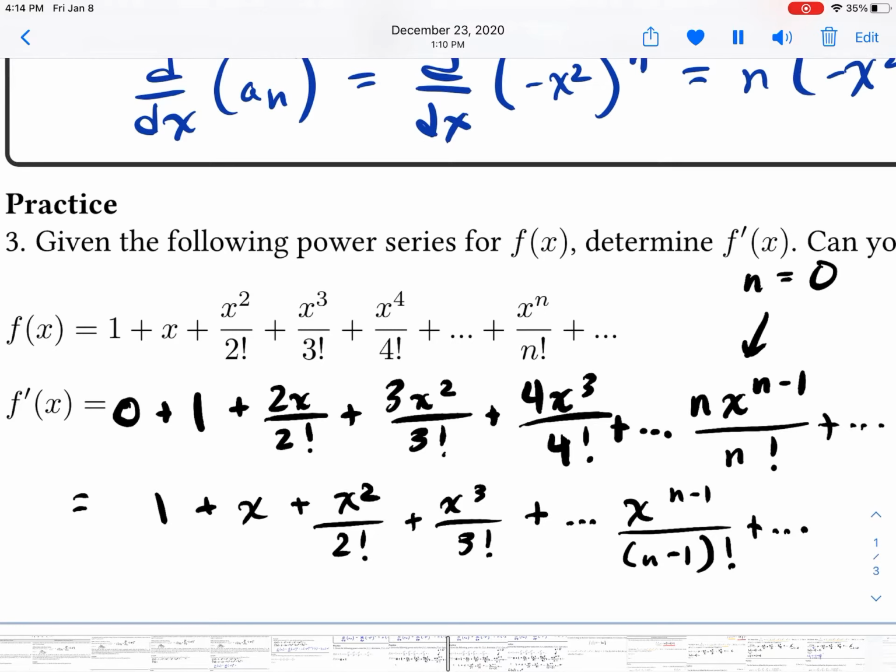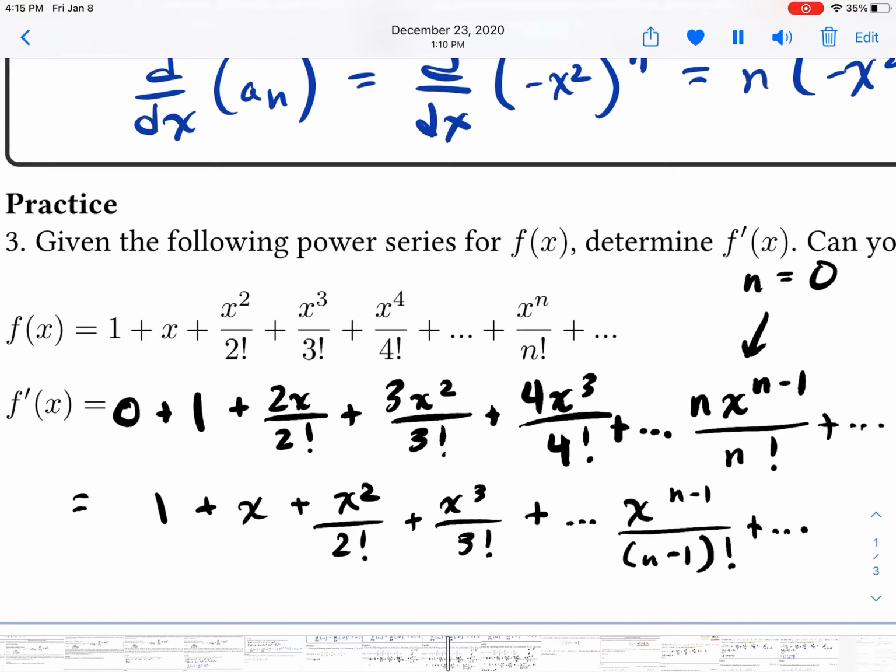Now, take a look at this series for the derivative. See if you notice anything about it. Specifically, compare it to the original series that we had for f of x. And based on this, can you figure out what the function is? If you can, pause the video right now and think about it.